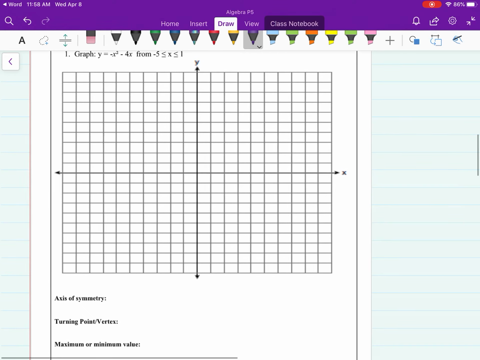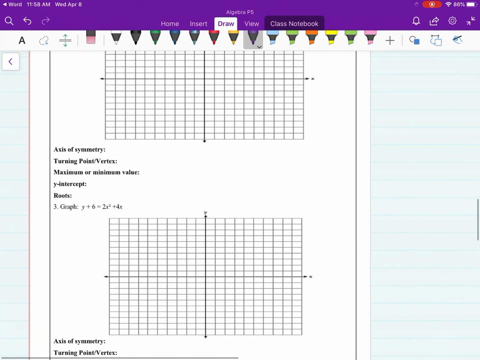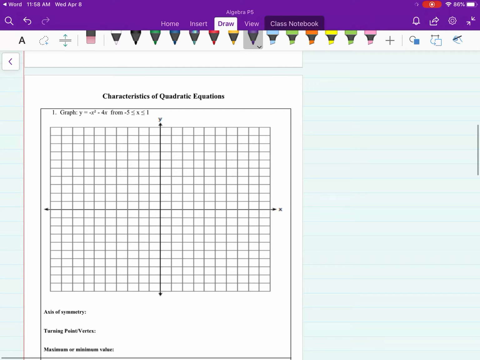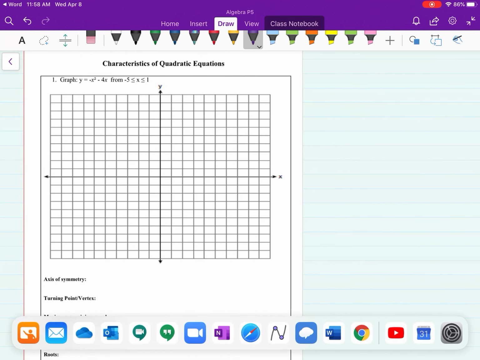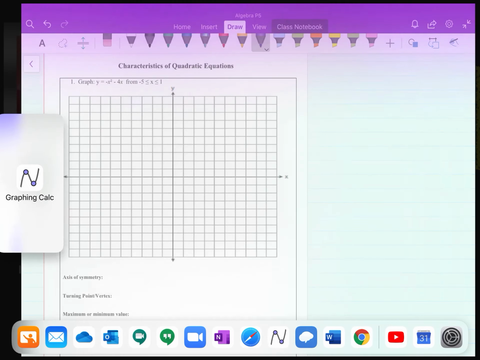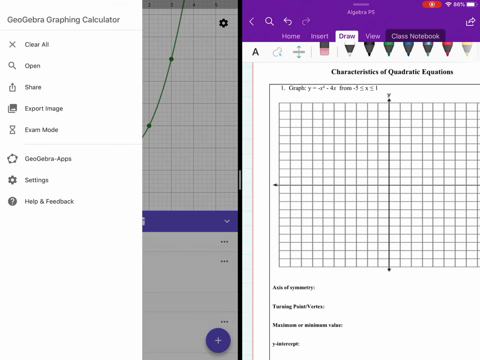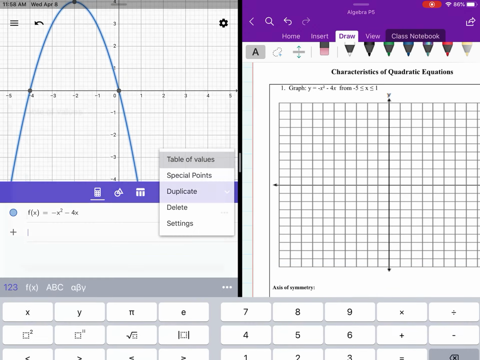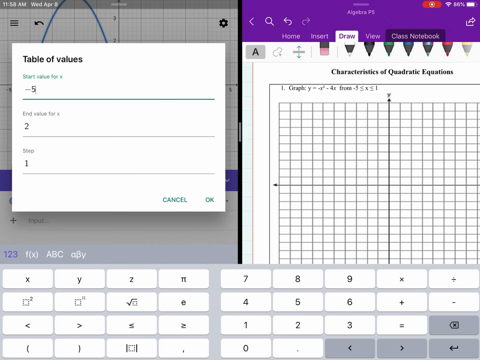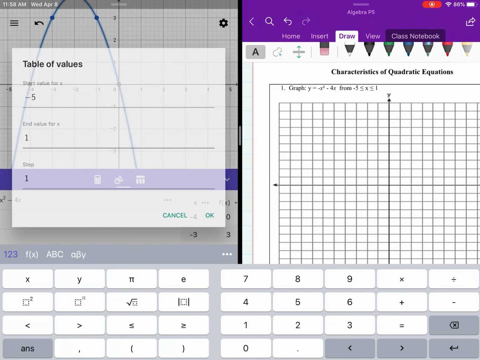All right, so I will do one more with you, and you guys can finish the rest on your own. Here we are going to graph the equation y equals -x squared minus 4x. So let's go back to GeoGebra and type in -x squared minus 4x. And we actually want to only do this one from -5 to 1. So when I make my table, I'm going to go from -5 to 1.